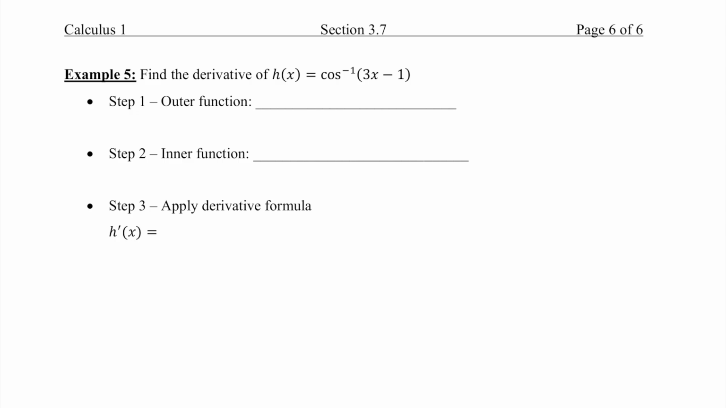Now, let's practice using the inverse trig derivatives we just learned. We want to find the derivative of h of x equals cosine inverse of 3x minus 1. First, let's identify the outer function. The outer function is cosine inverse of something. The inner function is the expression inside the cosine inverse, which is 3x minus 1.